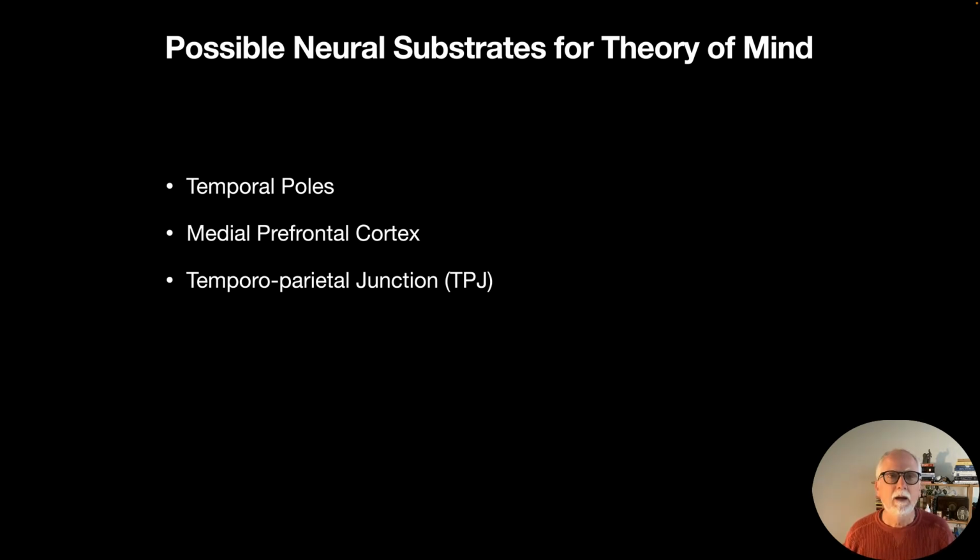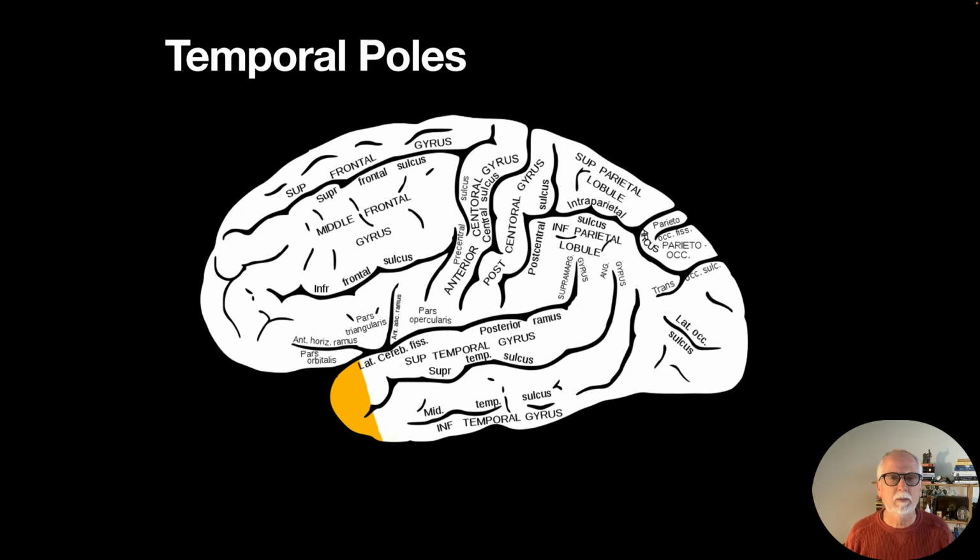And so the three possible neural substrates that people tend to focus on are the temporal poles, the medial prefrontal cortex, and the temporal parietal junction. We've talked about all these in previous lectures. The one maybe we haven't talked about very much are the temporal poles. So you can see here we're talking about the very anterior part of the temporal lobe, that tip that's in yellow would be the temporal poles. Both left and right seem to be involved in theory of mind.